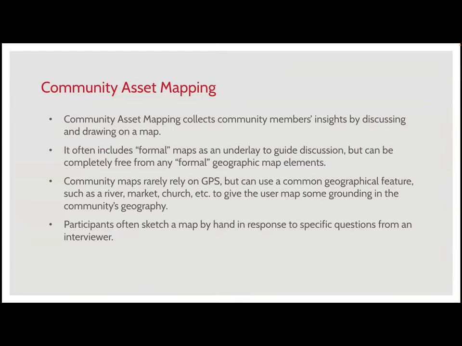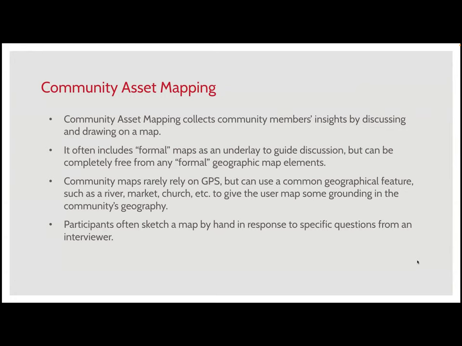So what is community asset mapping? It's where we collect community members' insights by discussing and drawing on a map. It includes a formal map as the base, and can also be a hand-drawn map that community members create on their own. In the previous pictures, you saw that we used OpenStreetMap data to create that more formal map. And so we don't really use GPS to create this map. It's more our common knowledge to geolocate ourselves using features like rivers, markets, and churches, and anything like that.